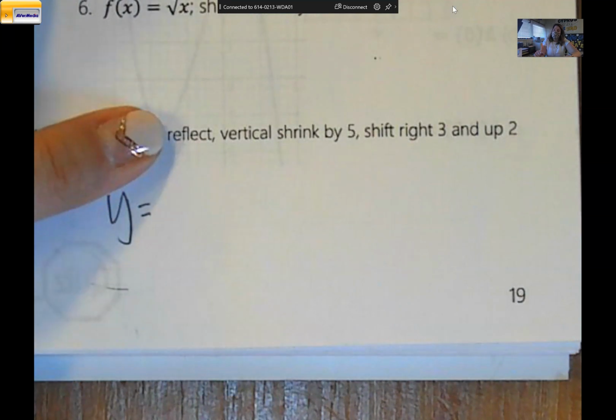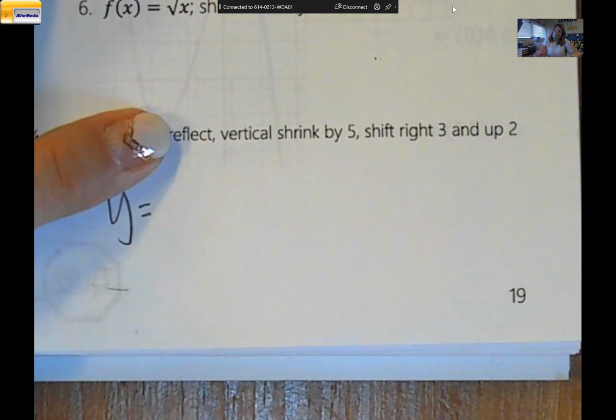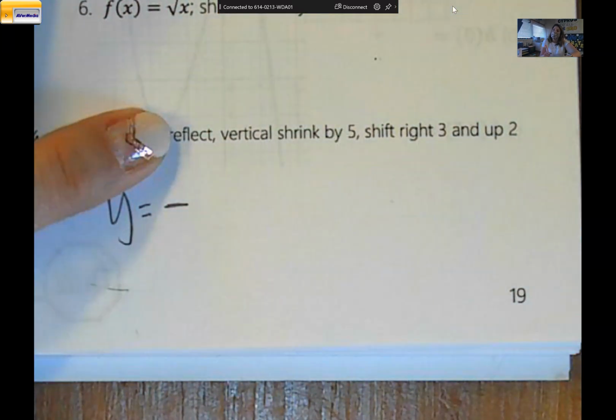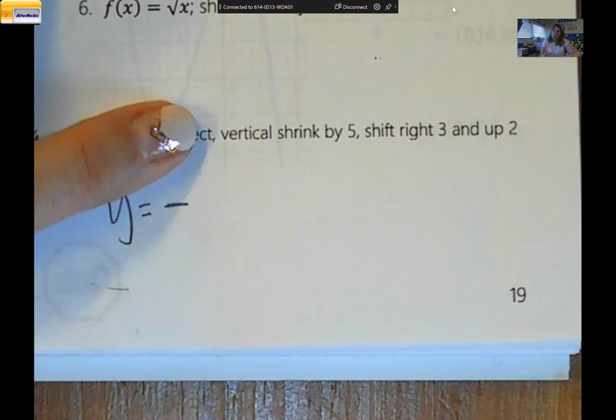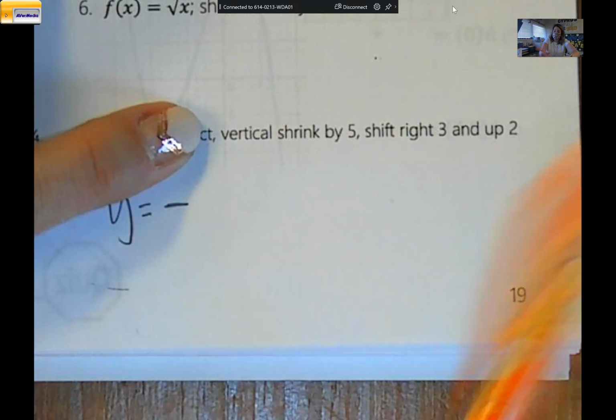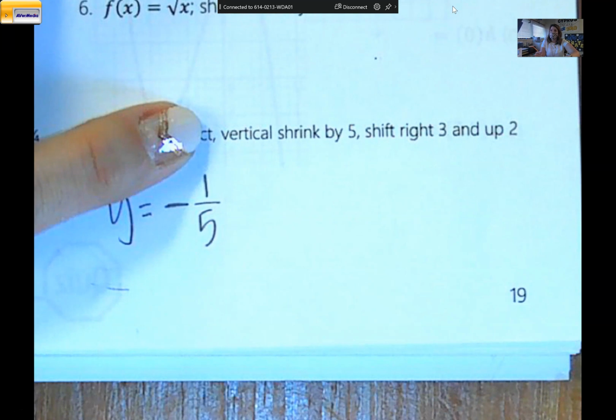And then it tells me that I'm going to reflect it. So I'm going to put a negative. The next thing it tells me is a vertical shrink by 5. But I have to remember that whenever it says shrink, you must put it in a fraction. So instead of writing 5, I'm going to write 1/5.